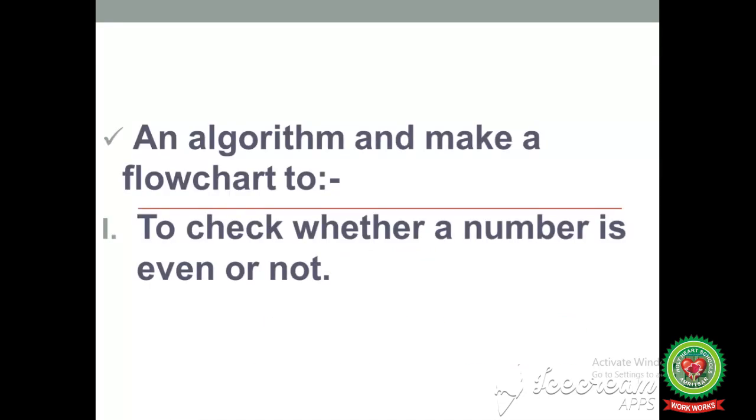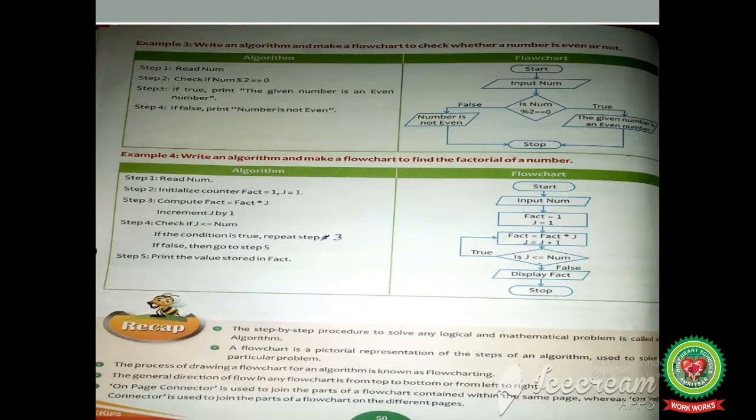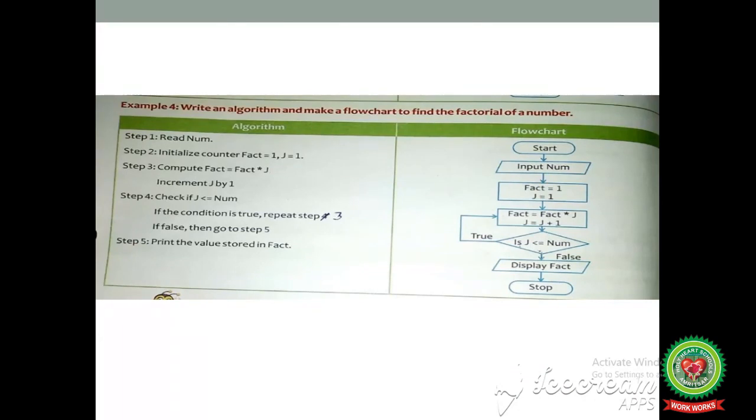Students, in our previous class we have done an algorithm and a flowchart to check whether a number is even or not. So today we will do how to write an algorithm and make a flowchart to find the factorial of a number. So open your books, page number 50. From here I am going to explain example number 4. Example 4 is write an algorithm and make a flow chart to find the factorial of a number.